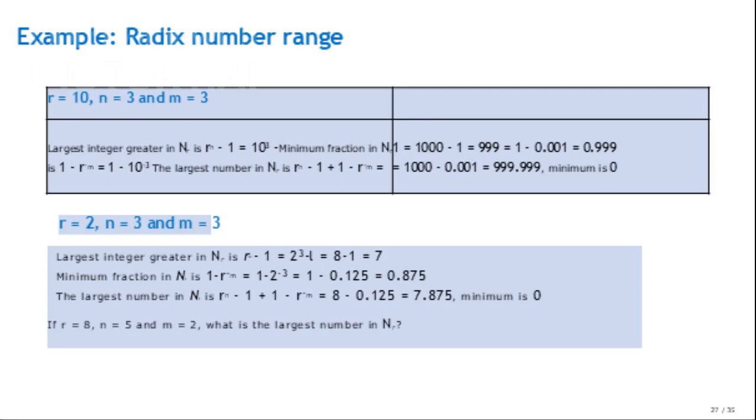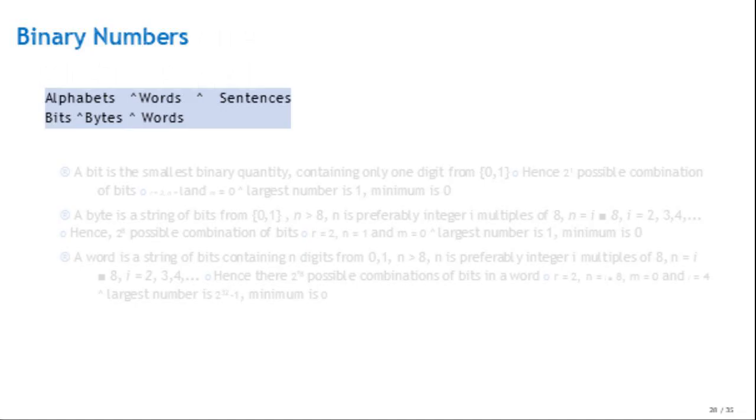The minimum fraction in n1 is r^-m = 1 - 0.125 = 0.875. The largest number in n1 is r^-n1 + r^-m = 8 - 0.125 = 7.875, and the minimum is 0. A bit is the smallest binary quantity, containing only one digit from 0, 1. Hence 2 to the power of 1 possible combinations of bits, 0 or 1, and m equals 0. The largest number is 1, minimum is 0.